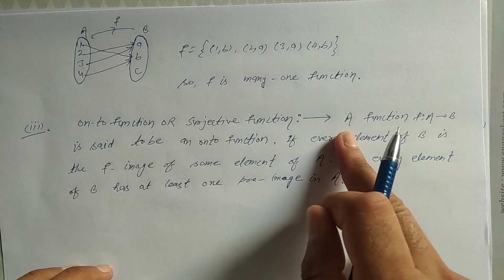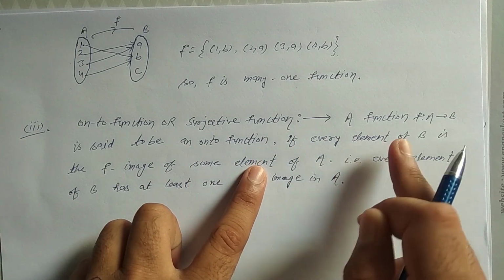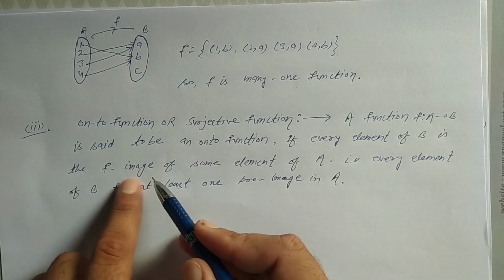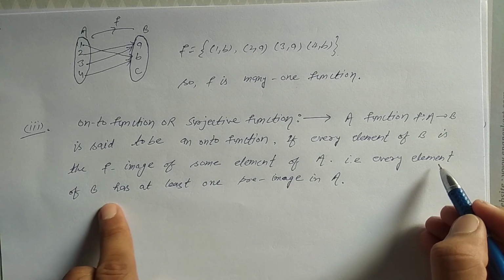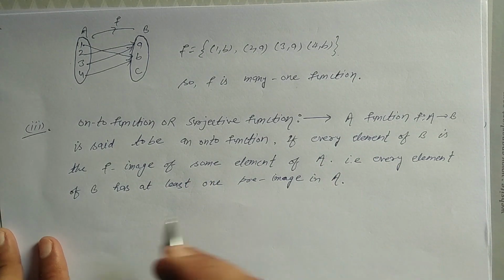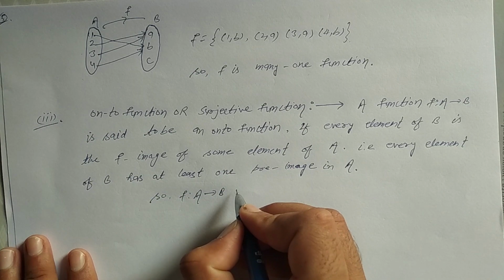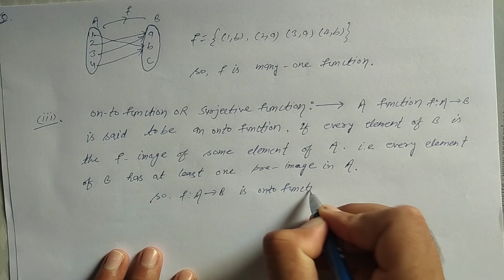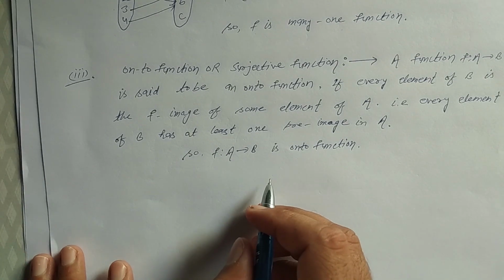Again, a function f from A to B is said to be an onto function if every element of set B is the f image of some element of A. I.e., every element of set B has at least one preimage in set A. So f from A to B is an onto function. Theoretical definition and mathematical definition.